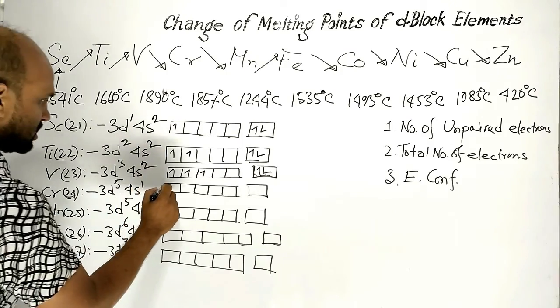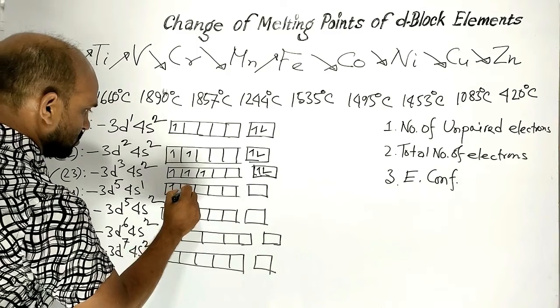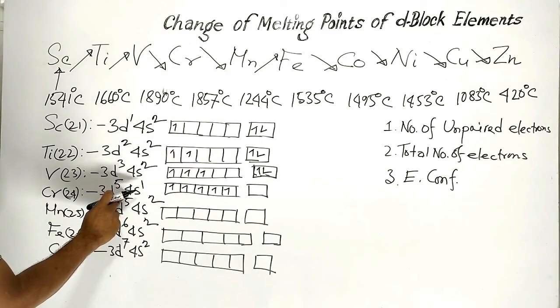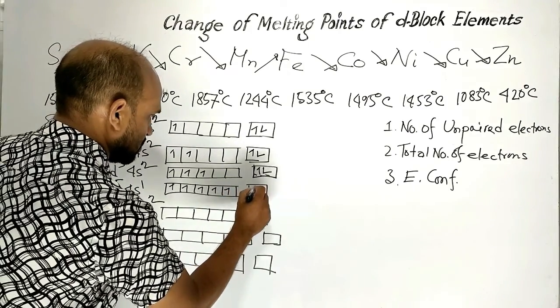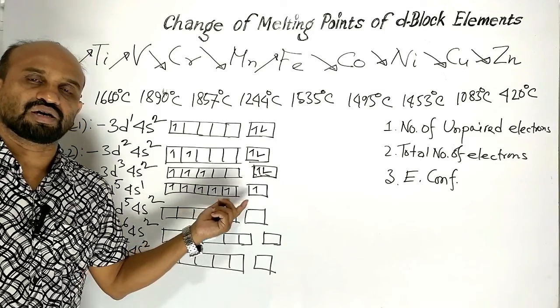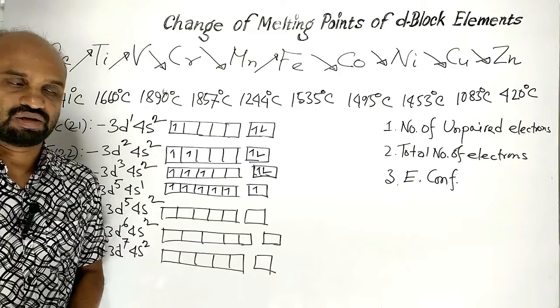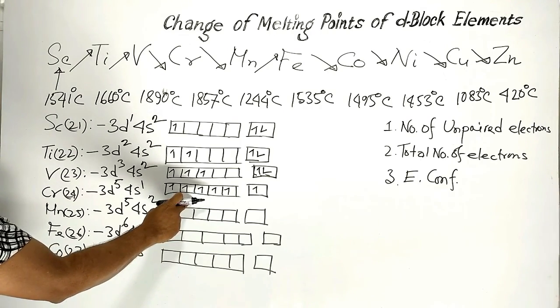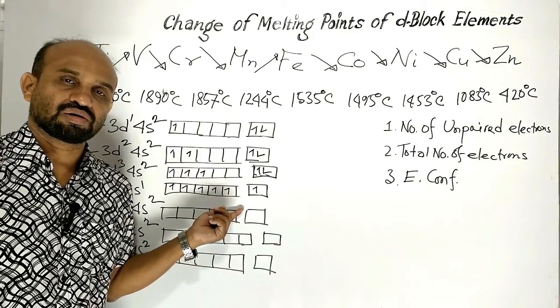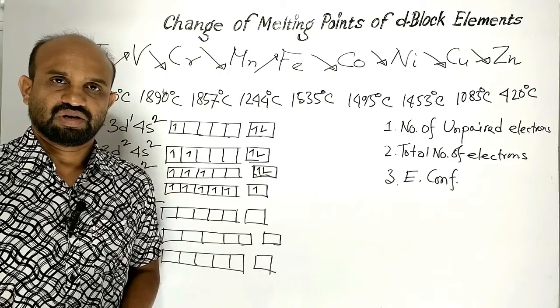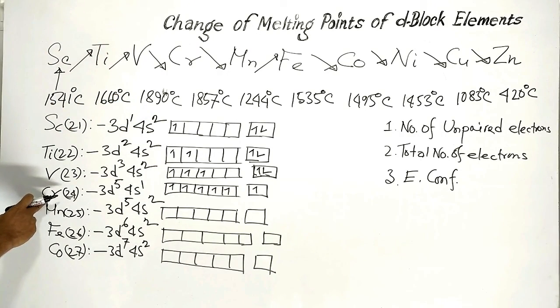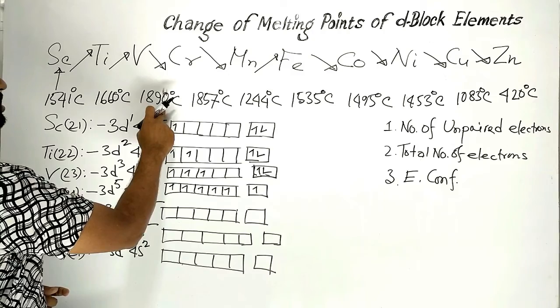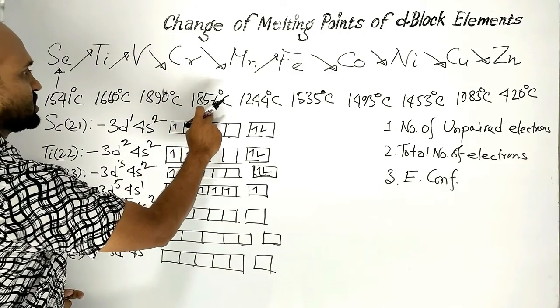Let's see for chromium. Here 5 electrons in d orbitals, 1 2 3 4 5, and 4s orbital contains 1 electron. Here we see that d orbitals and s orbital contain 1 electron each. That is, this is symmetrical configuration, which is considered stable configuration. That is why these electrons cannot participate in metallic bond formation properly. That is why here for chromium metallic bond becomes weaker. That is why melting point from vanadium to chromium decreases. Vanadium 1890 degrees Celsius, for chromium this is 1857 degrees Celsius.